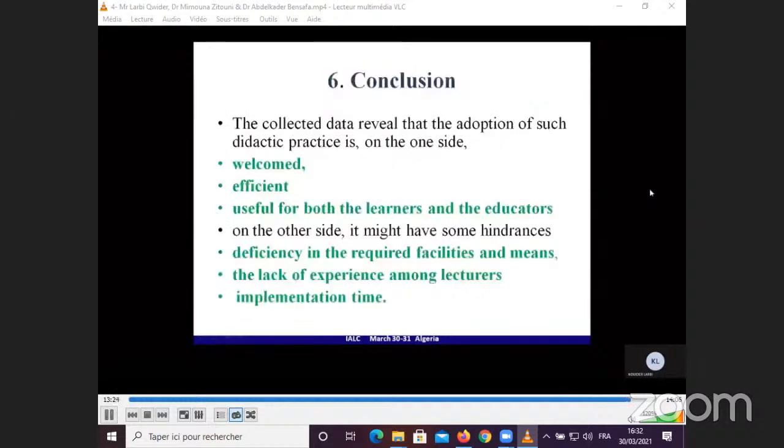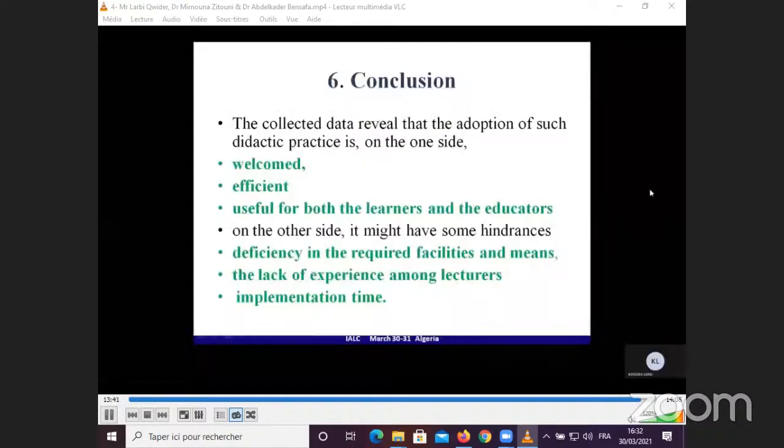In conclusion, one can say that adopting such didactic practice is, on the one side, welcome, efficient, and useful for both the learners and the teachers. On the other side, it might have some hindrances, such as the deficiency in the required facilities and tools, the lack of experience among learners, and the required implementation time.